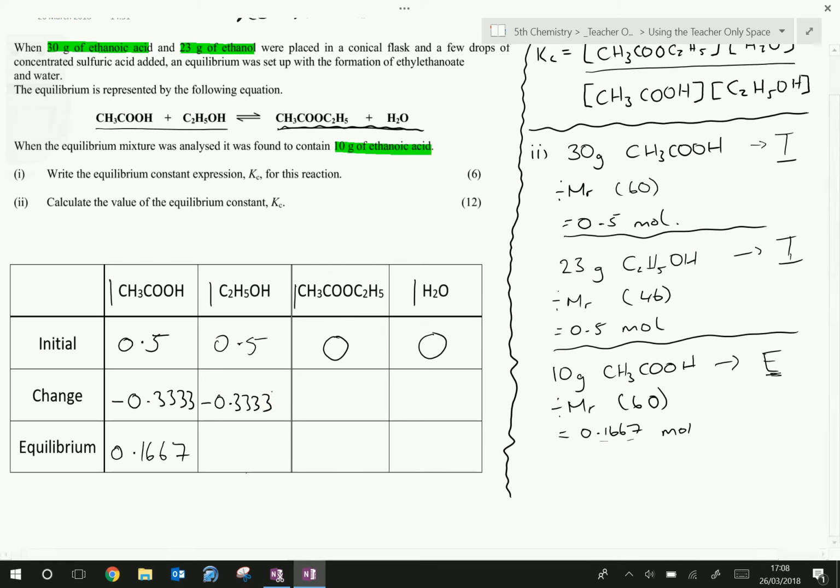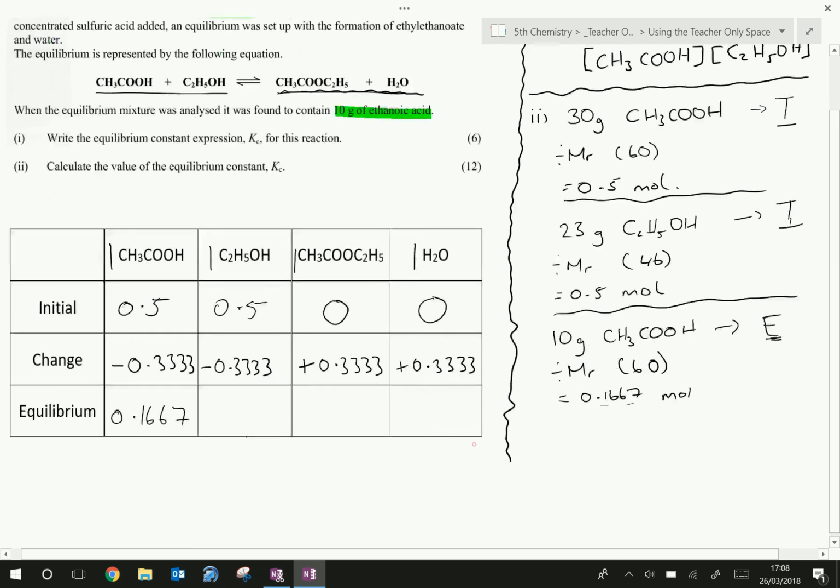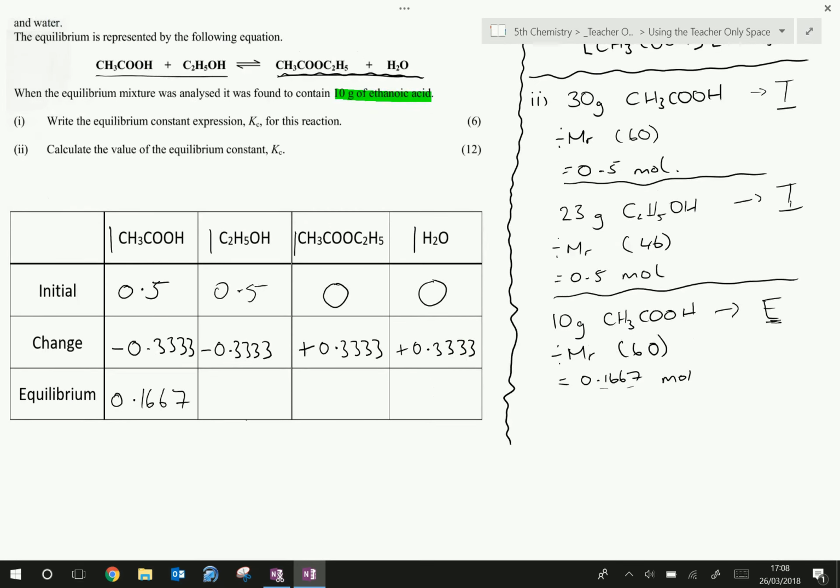On the other side of the equation, because everything is still 1 is to 1, if I used up 0.3333 moles of each of my reactants, I must have produced 0.3333 moles of my ethyl ethanoate. I made that from 0. And likewise with the water, I'd have made 0.3333 moles of it. Okay? And now I can fill in my equilibrium concentration.